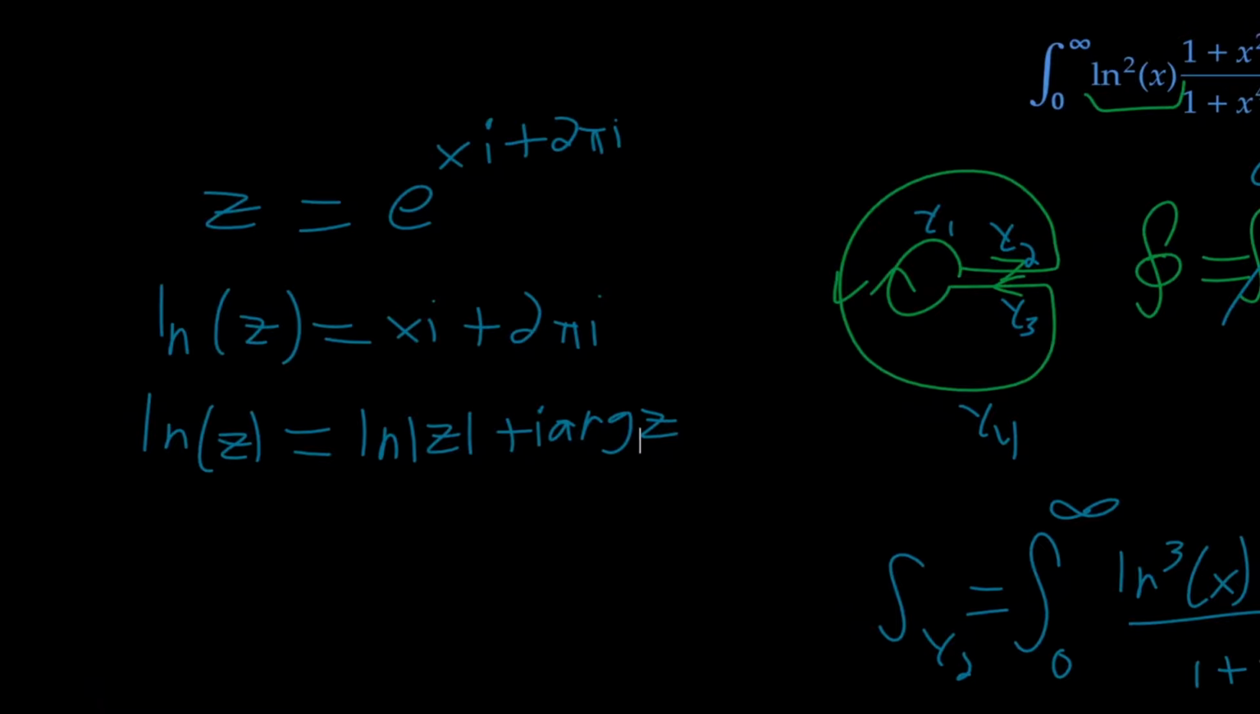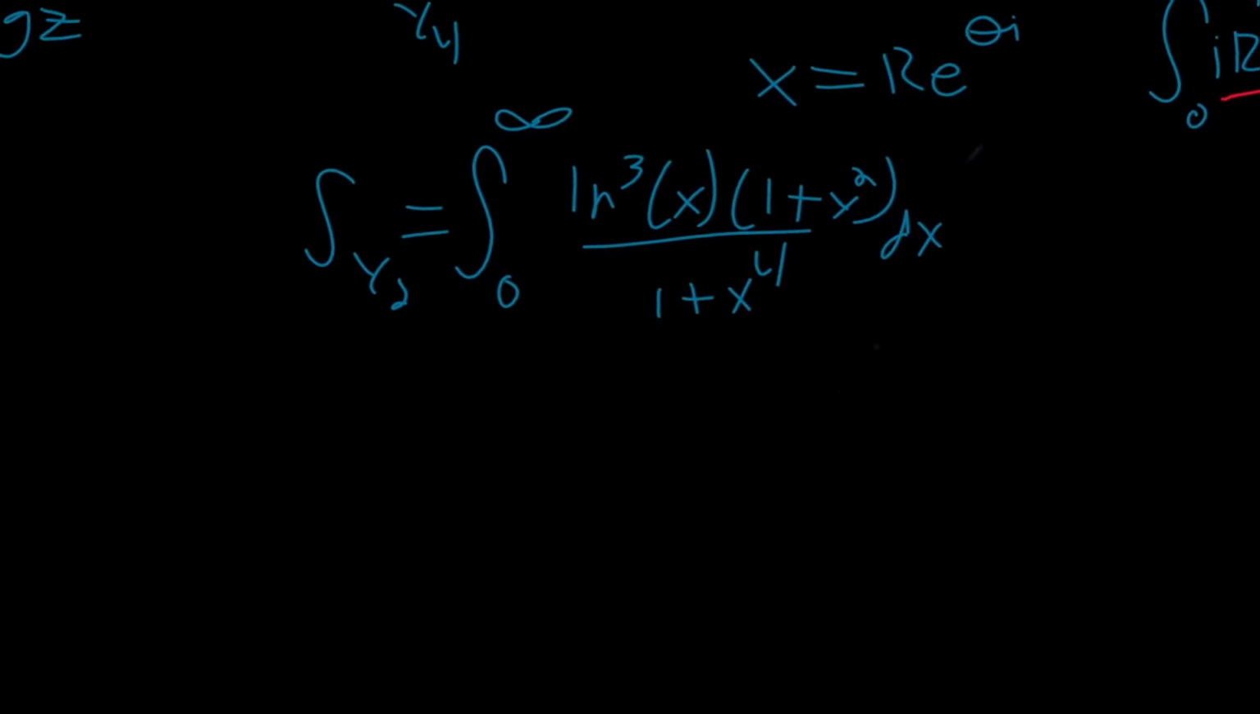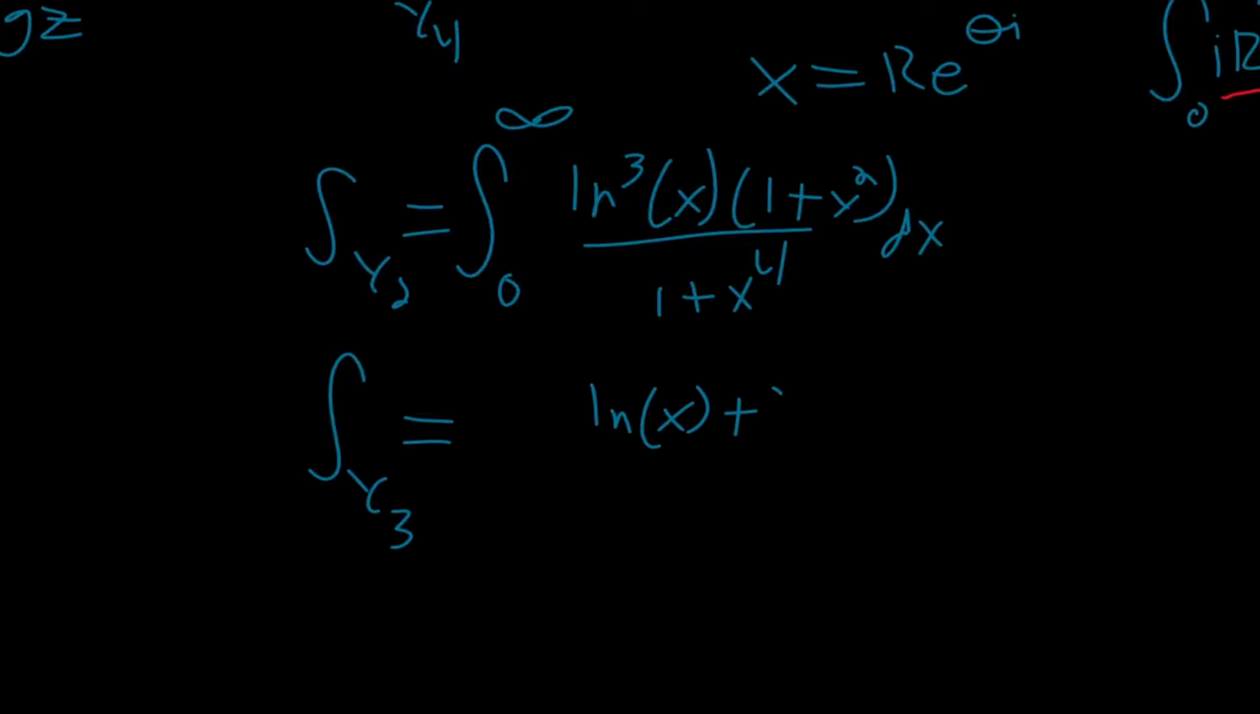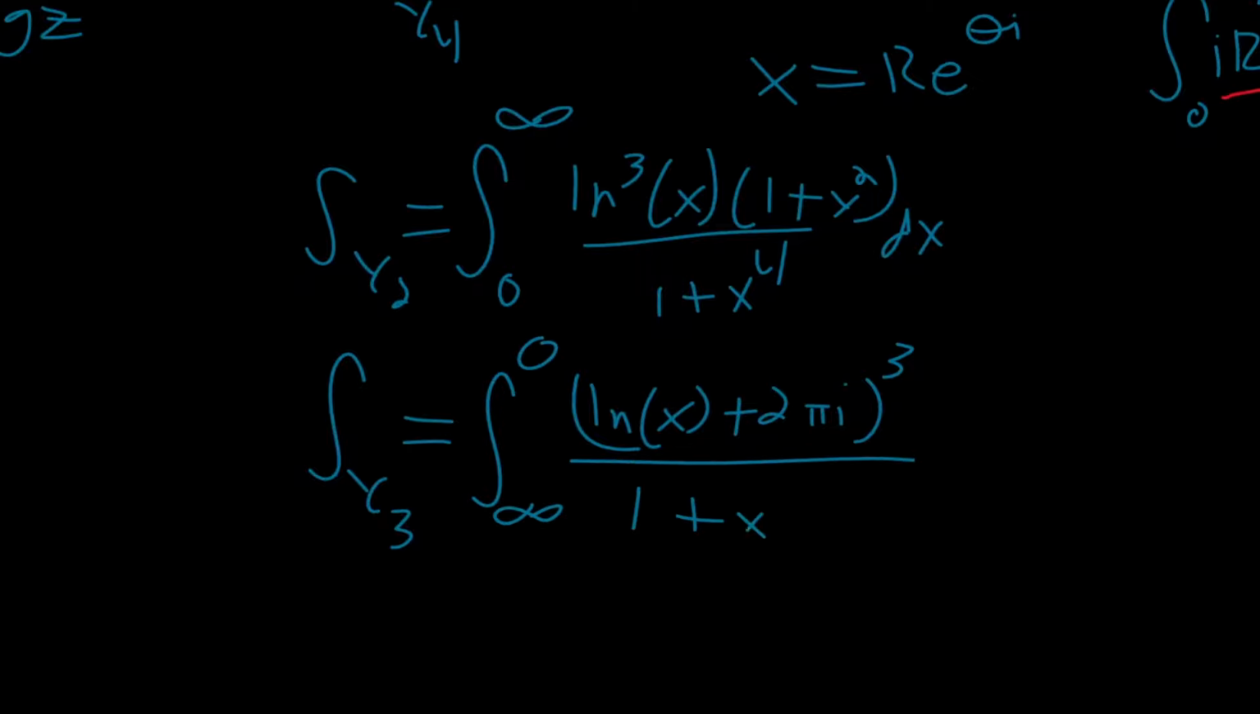But whenever we're integrating over gamma 3, because we've already gone around the circle once, we can think of the argument of z not just being 0, but instead 2 pi i. So one way we can write this natural log term in the integral over gamma 3 is as natural log of x plus 2 pi i all to the third. And then we have our integral from infinity to 0, of course, over 1 plus x to the fourth, and then times 1 plus x squared dx. But let's evaluate this natural log of x plus 2 pi i all to the third real fast.